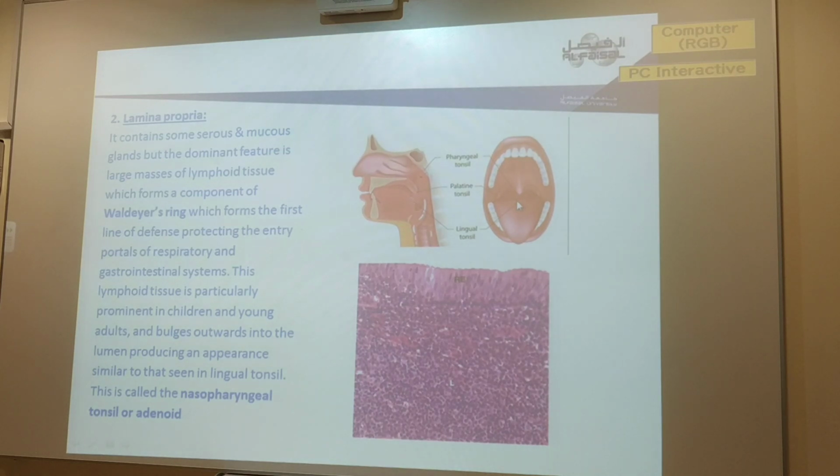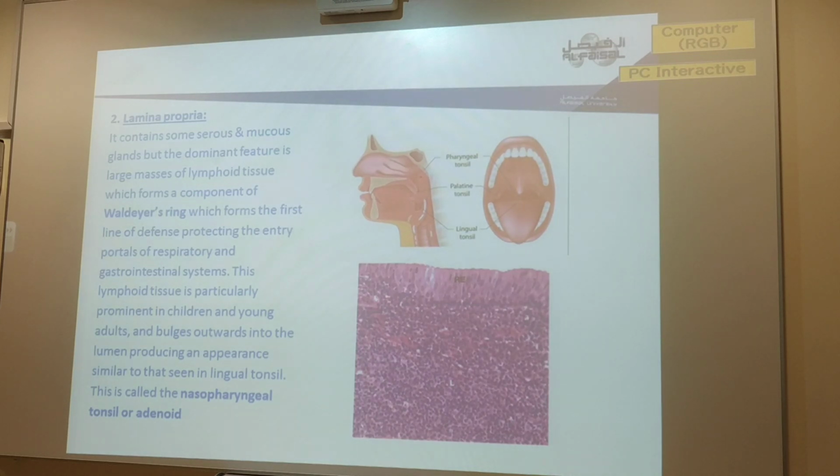This elevation in the posterior third of the tongue is called the lingual tonsil. On the side, where 1 and 2 are, we have the palatine tonsils, and now there is another tonsil present in the roof of the nasopharynx. Because it is in the pharynx, it is called the pharyngeal tonsil.